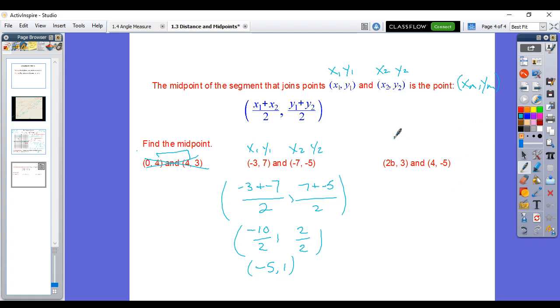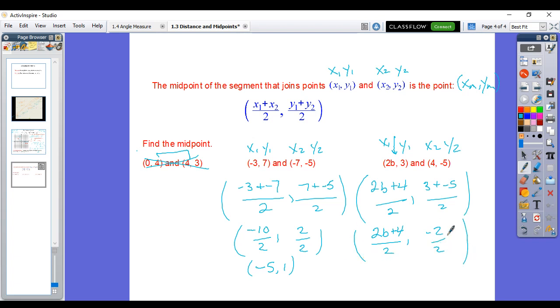Let's look at this one. This one has a b in it. Let's see what's up with that. So this is our x1, y1, x2, y2. All right, so we're going to add those two. So we still set up x1, 2b, plus x2, which is 4 over 2, comma, y1, 3, plus y2, negative 5 over 2. Okay, so can we add 2b plus 4? Can we do that? No. So we just bring that down as it is. Plus 4 over 2. 3 plus a negative 5, you can't do this, so it's 3 minus 5, you get negative 2 over 2.